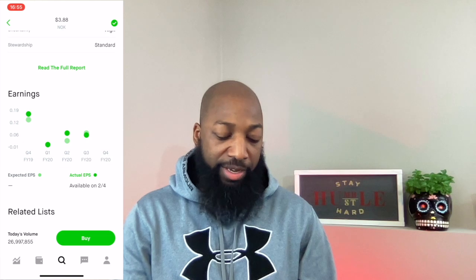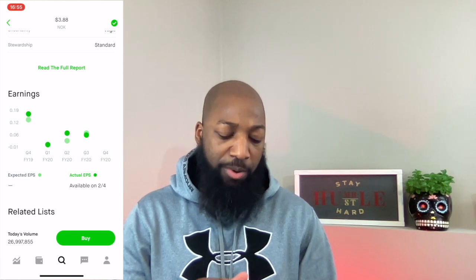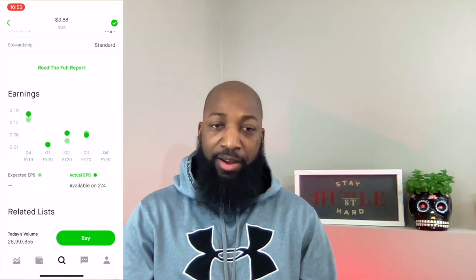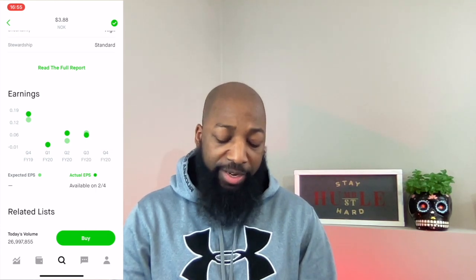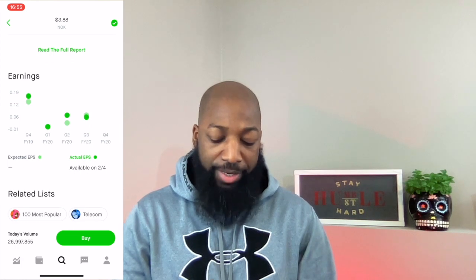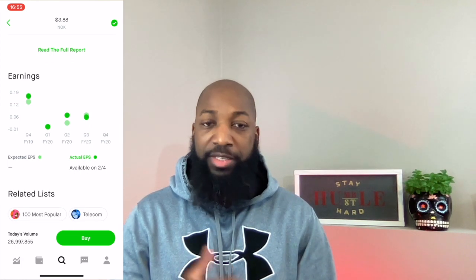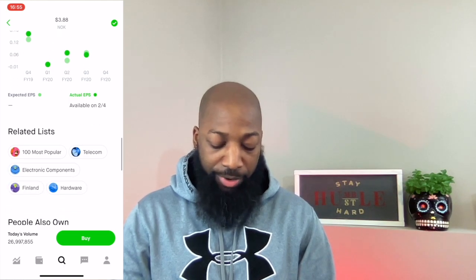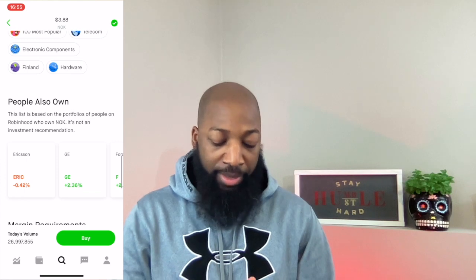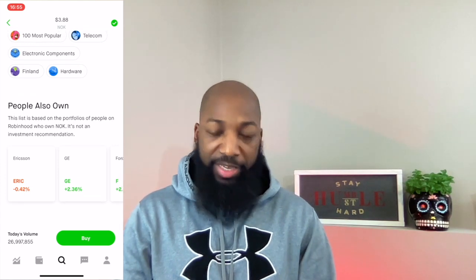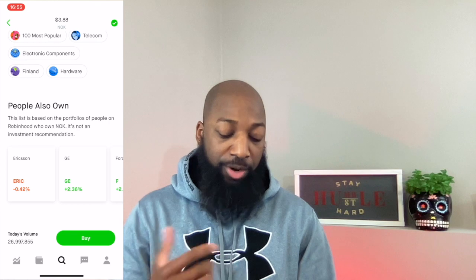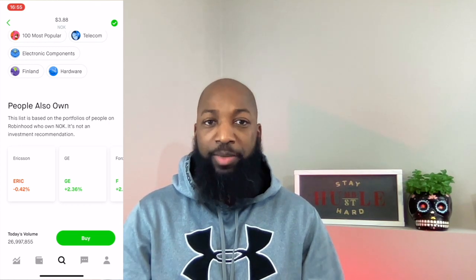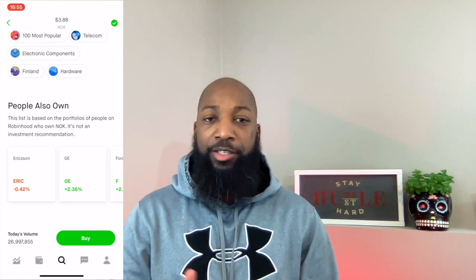And so you can see here that Nokia has, for the most part, either beaten expectations or come right on expectations. It also provides you with when the next earnings call is expected. So some good information there. And then the last thing that I'll show is the "People also own" section. It gives you some suggestions or recommendations on what else you can look for, or what else other people who bought this particular stock are into.